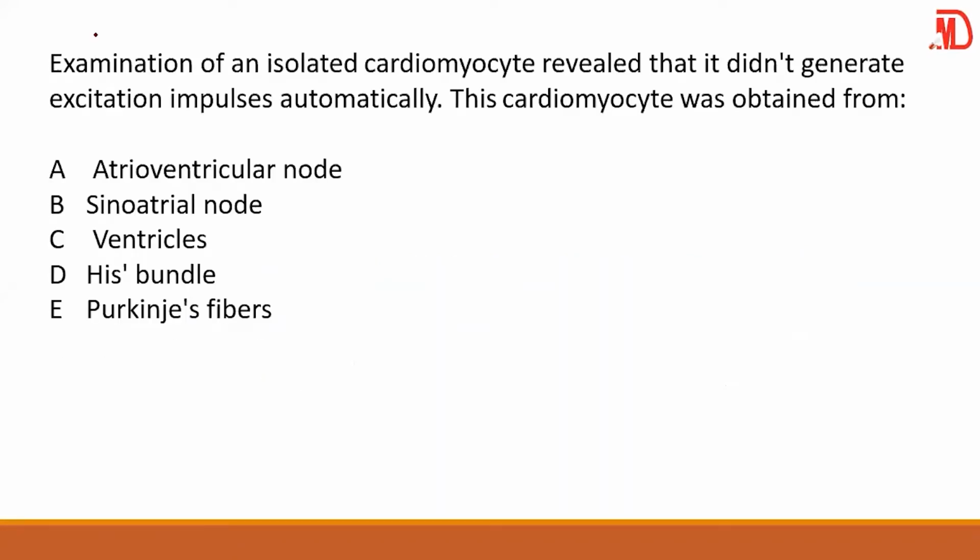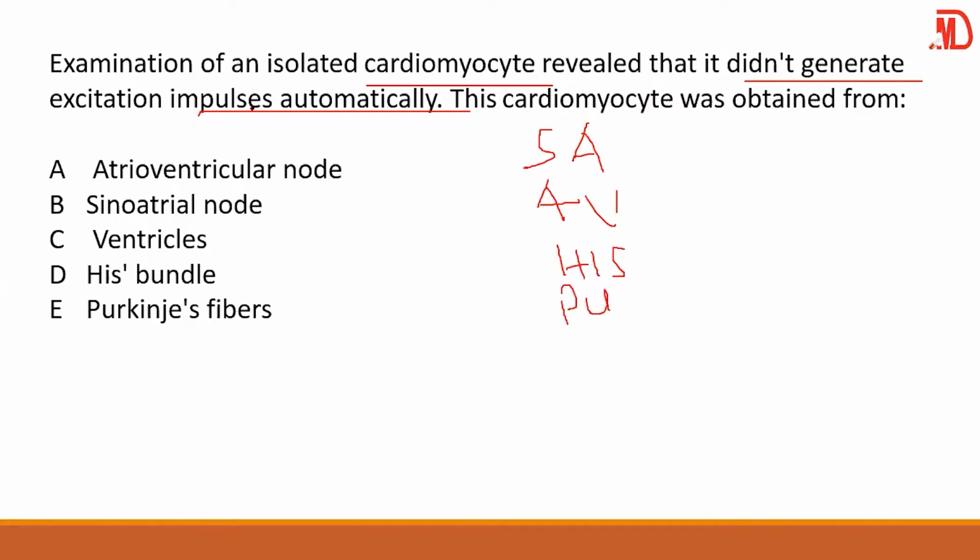We have an examination of an isolated cardiomyocyte that revealed it didn't generate an excitation impulse automatically. To generate an impulse automatically, we've already discussed them. It's either the sinoatrial node, or the AV node, the atrioventricular node, or the bundle of His, or the Purkinje fibers. These are the centers for automaticity, the centers where impulses are generated. So if you look at the options, which one of them does not generate impulse automatically?